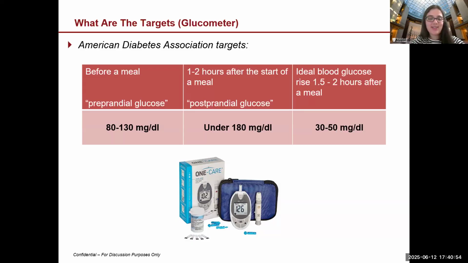Did I miss any part of the question? The only part is maybe some consequences of low blood sugars. Yeah, perfect. That's actually a great question.